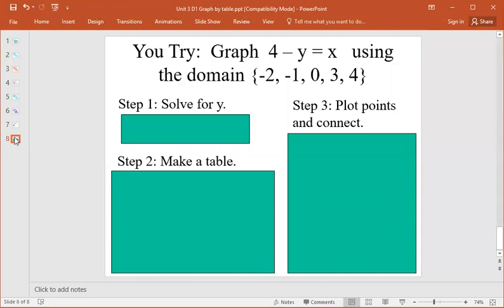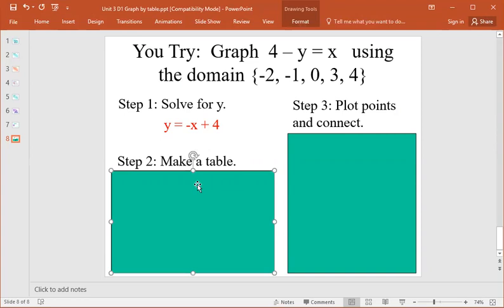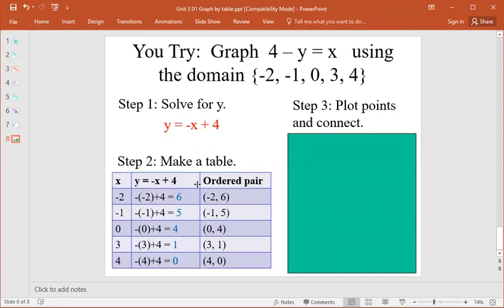So here's one that you can try on your own. If you'd like, stop the video, and then you can come back and check. Okay, so here we are solving for y. So we're graphing 4 minus y equals x, and you should have y equals -x plus 4. We are then going to make a table of our values here.